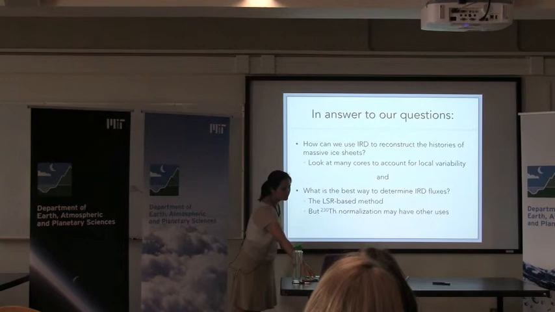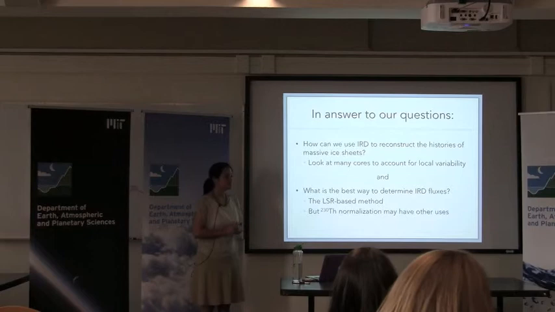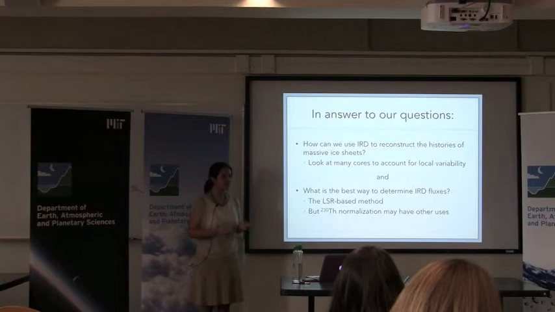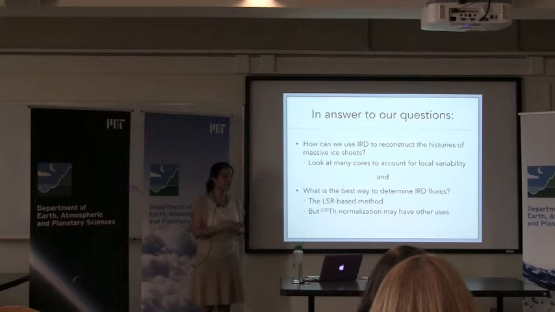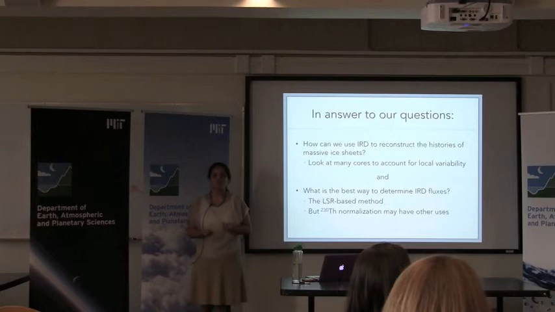To answer the questions that we posed at the beginning of the study, how can we best use IRD variability or IRD to reconstruct the history of massive ice sheets? Based on the imperfect agreement between the cores, I think that would suggest that we would need to look at many different cores to account for local variability in the IRD records, and to really be able to tell if what you're seeing is representative of what was going on in the ice sheet or if it's just representative of local conditions.